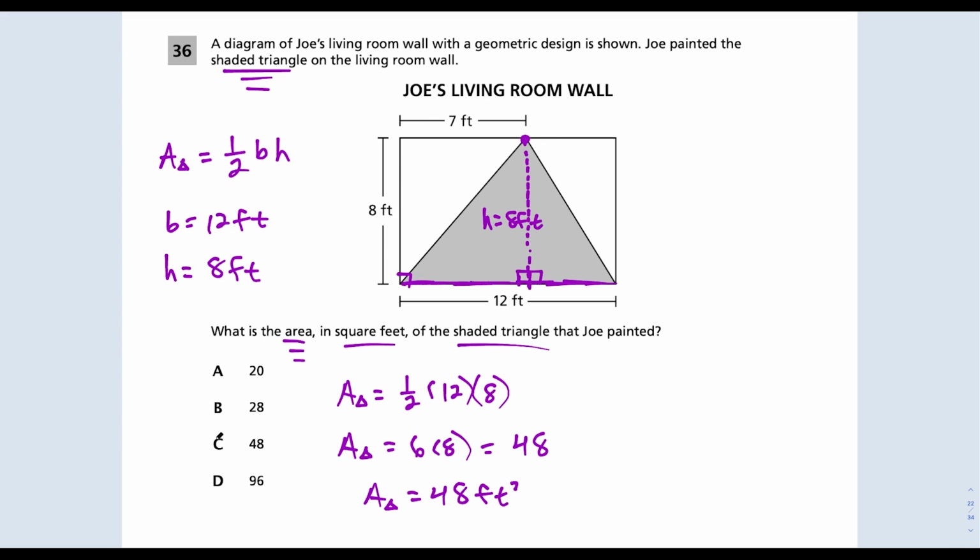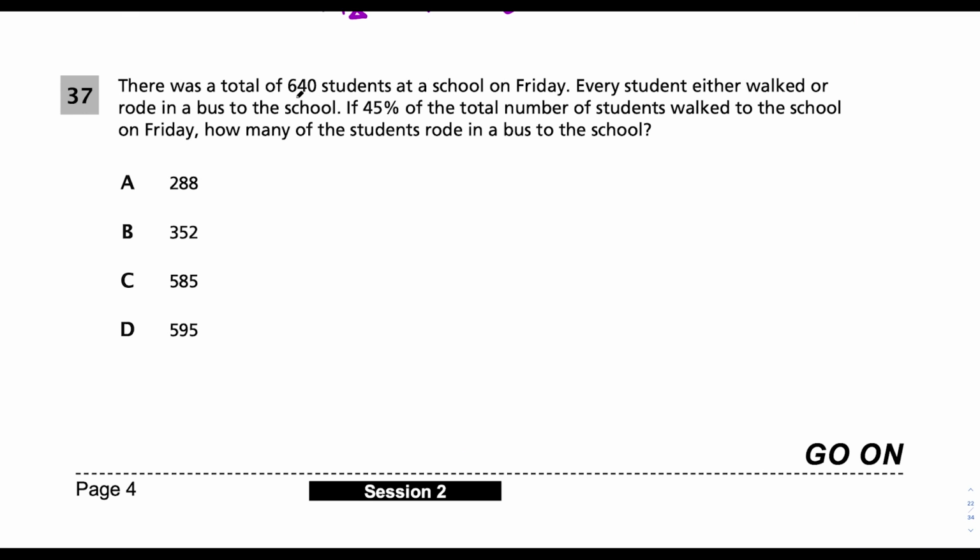So choice C is our solution. So we have 640 students at a school on Friday, and the students either walk or take the bus to school. 45% of the total number of students walked, and we want to know how many of the students rode in a bus to the school.